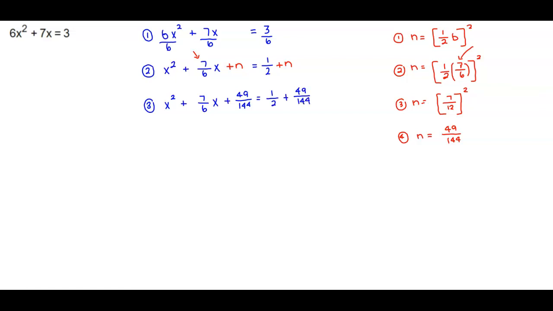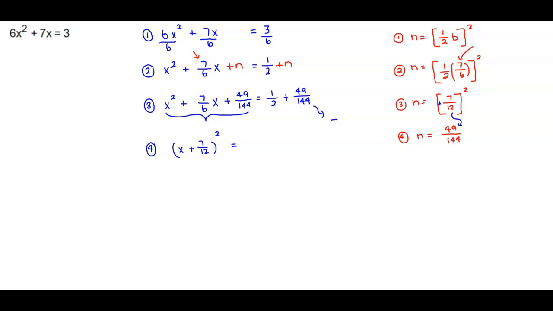The next step, in part 4, is that we need to factor the perfect square trinomial on the left-hand side. We've already basically done that. What did we have to square to get 49 over 144? That was positive 7/12. So this is going to equal (x plus 7 over 12) squared. And then that's going to equal the following fraction.